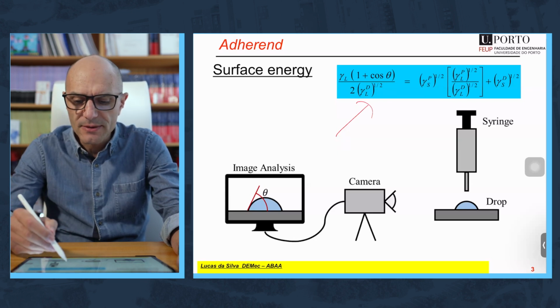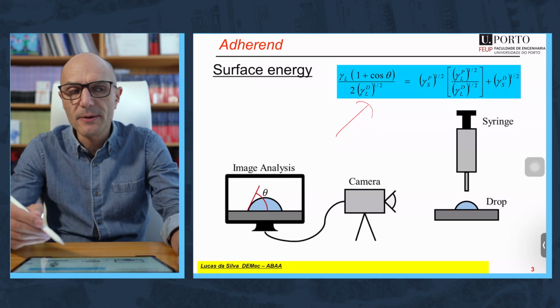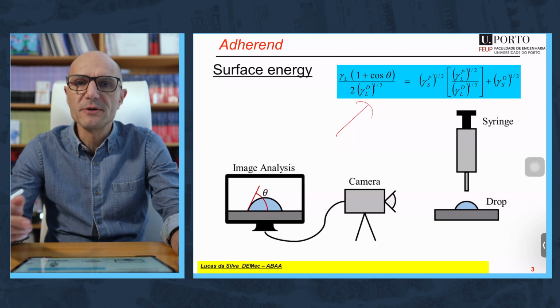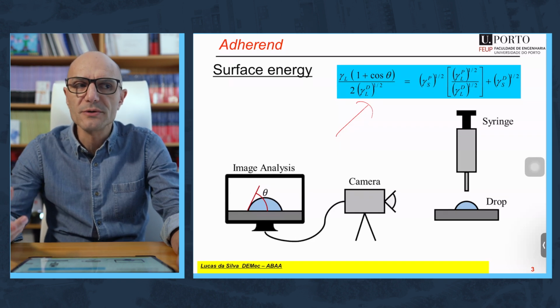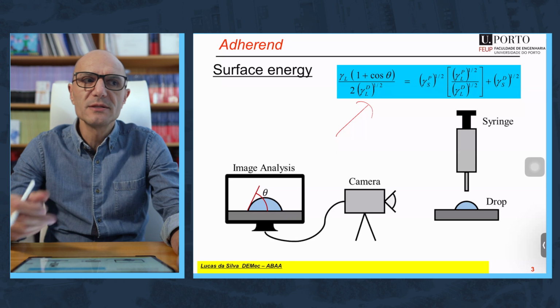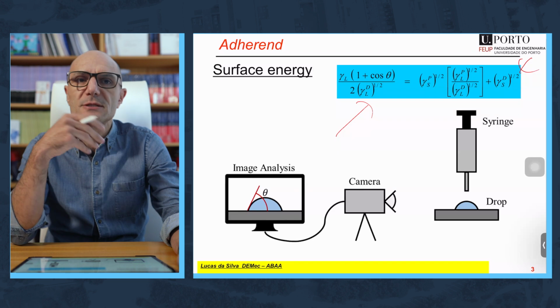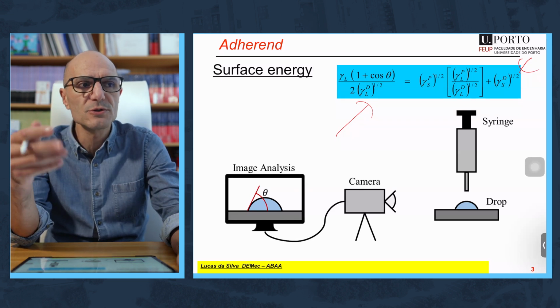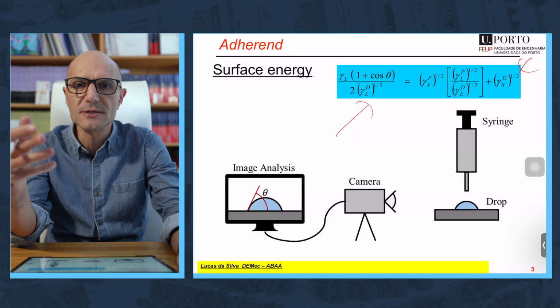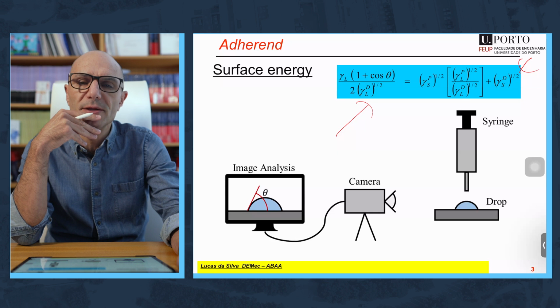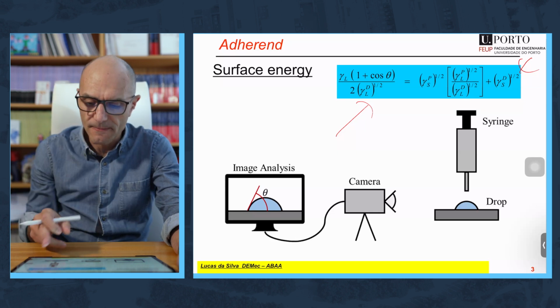It's not exactly the same as the original equation, because you have here polar and dispersive components. And if we want to determine the polar and dispersive component of the surface energy of the substrate, then we have two unknowns. That's why we need two liquids to determine the corresponding theta angle to solve this equation of two unknowns. In general, we use more than two liquids. We'll use three liquids. And then we have an additional point that gives us better results and gives us a better estimate of the surface energy of the solid.